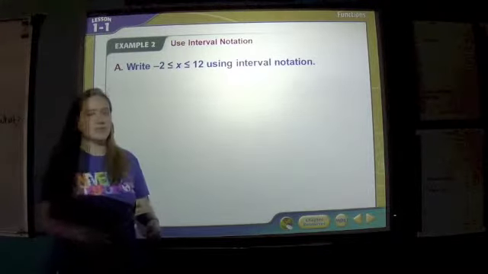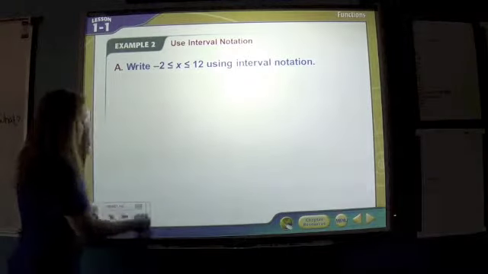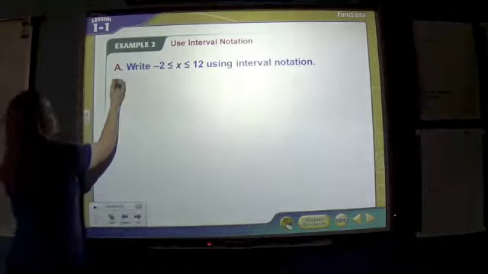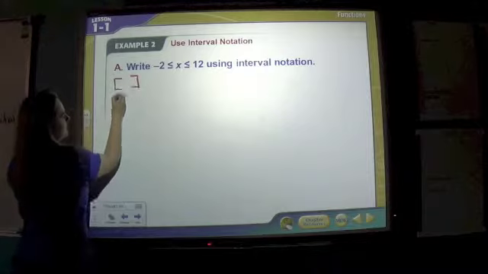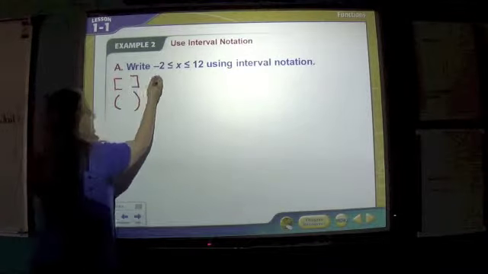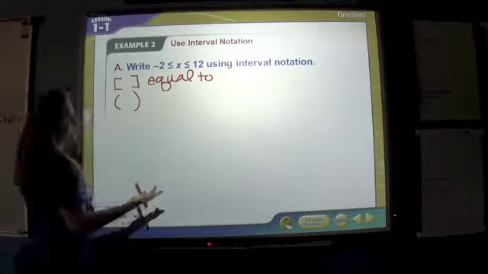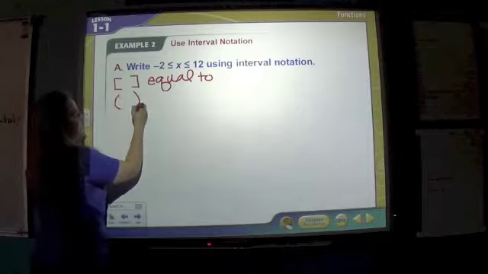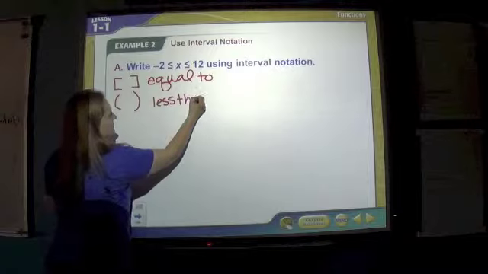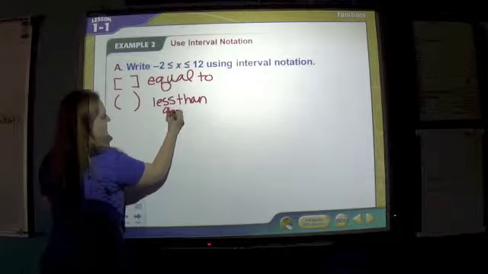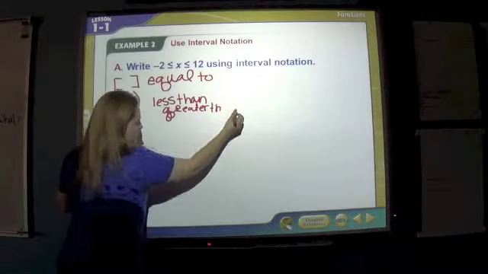Now interval notation is a little bit different. Interval notation is a little easier, but it's harder to understand. First thing, I'm going to put this here. There's 2 things you need to know about interval. You need to know brackets, and you need to know parentheses. Brackets mean equal. It equals it. Parentheses means it's either less than or greater than.